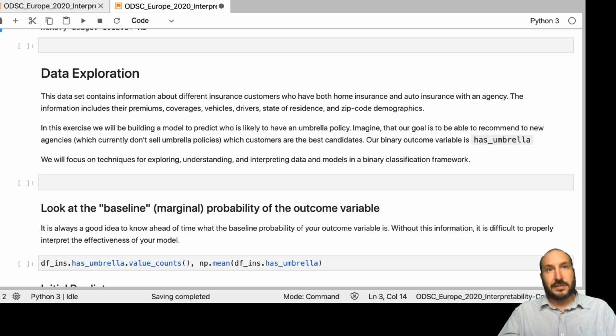And the goal in this exercise is going to be to build a model to try to predict who's likely to have an umbrella policy. And you can imagine that our goal is to be able to recommend to agencies which don't sell umbrella policies, which customers would be the best candidates. And so our binary outcome is going to be this variable hasUmbrella. So this is going to be a binary classification problem that we're going to work on. And we're going to focus on techniques for exploring, understanding, and interpreting the data, and interpreting the models in this framework.